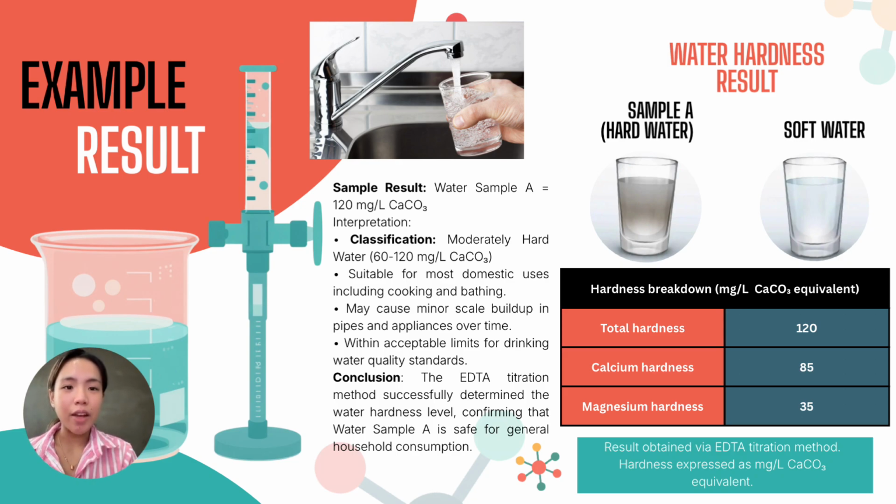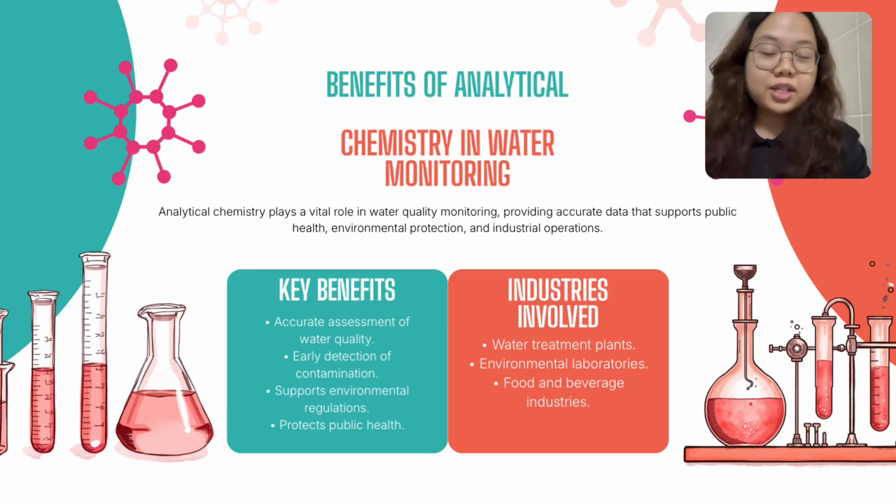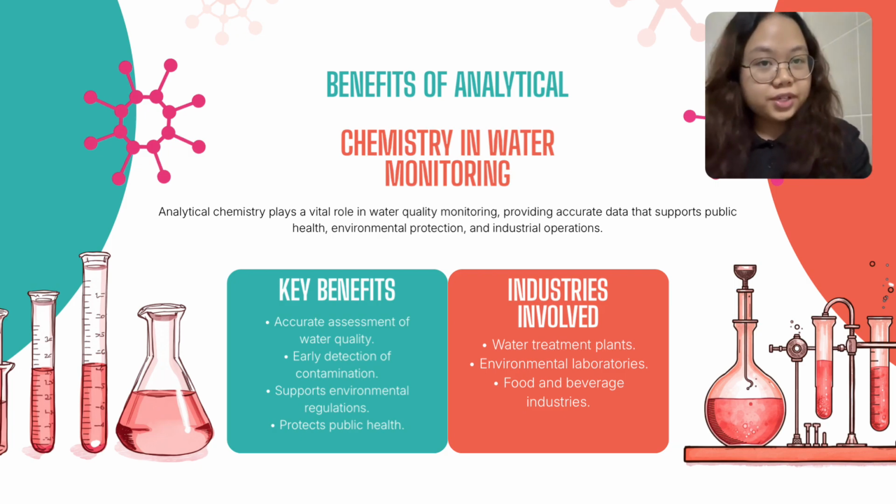Sample A is classified as moderately hard water. This means that it is suitable for most domestic uses such as cooking or showering. However, it might cause minor scale buildup in pipelines or appliances over time. Even drinking this water has its own acceptable limit. Nevertheless, the EDTA titration method successfully determined the water hardness level, confirming water sample A is safe for general household consumption. Analytical chemistry in water monitoring plays an important part in providing accurate data that supports public health, environmental protection, and industrial operations.